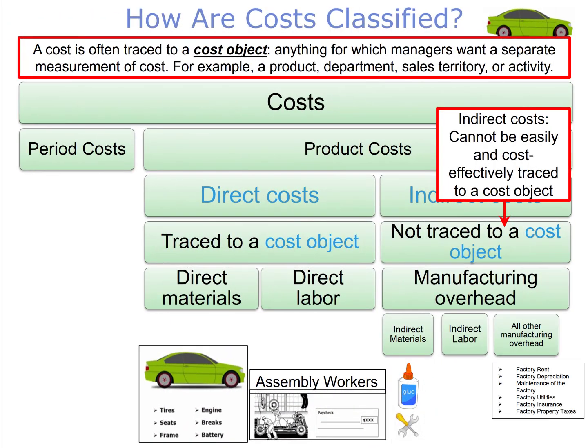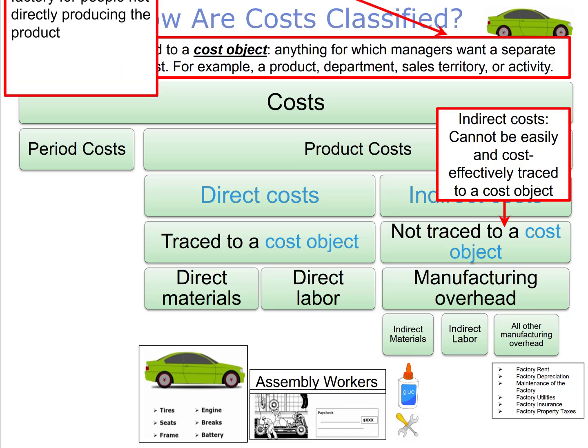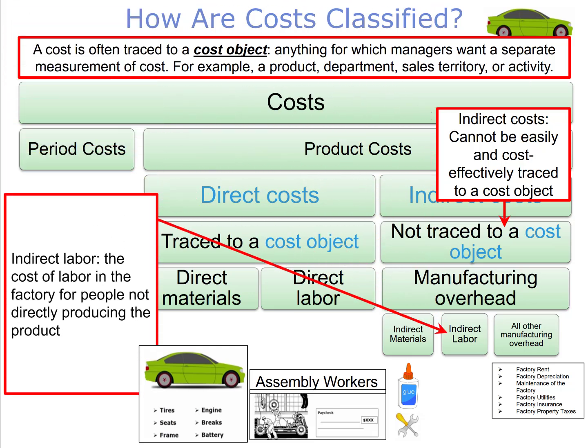Another category of manufacturing overhead is indirect labor. Indirect labor is the cost of labor in the factory for people not directly producing the product. One example is the factory janitor. His wages are part of the cost of producing the car since he's a janitor for the factory, but he doesn't directly produce the product, so his wages are part of manufacturing overhead, specifically indirect labor. Another example of indirect labor is the factory supervisor. The cost of his paycheck is part of manufacturing overhead, specifically indirect labor.